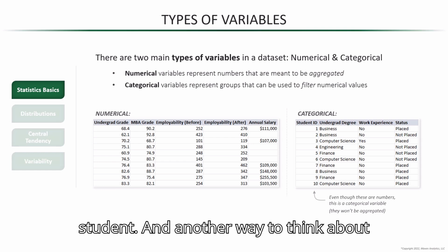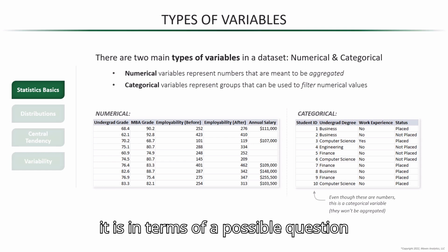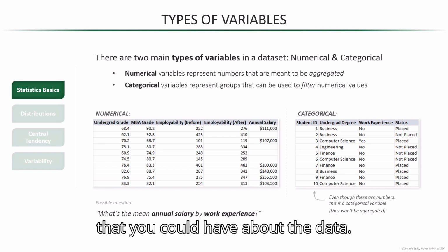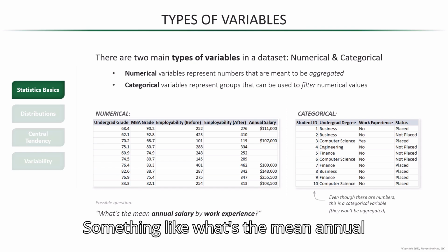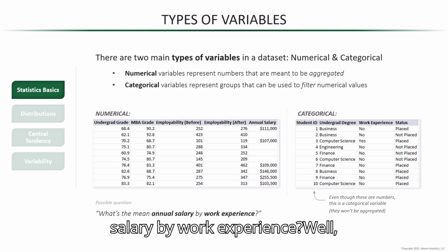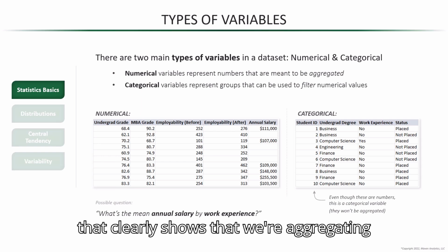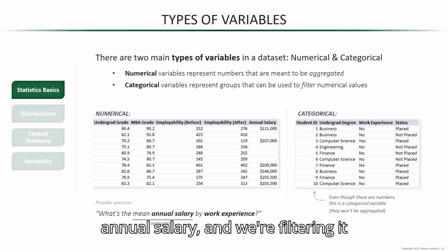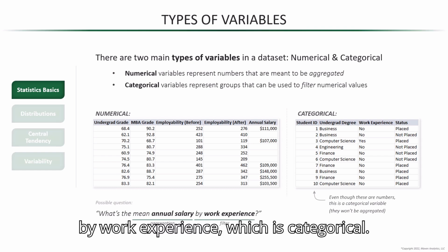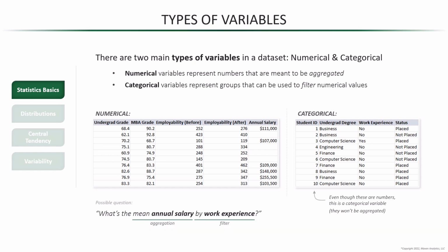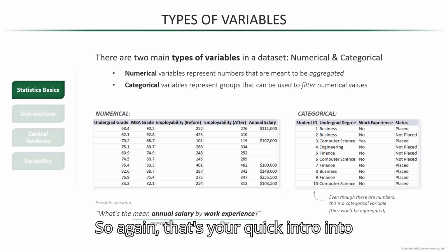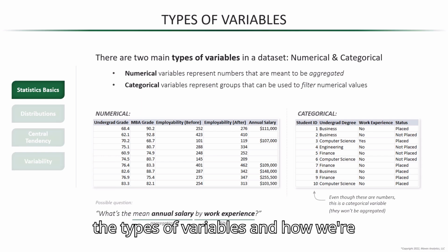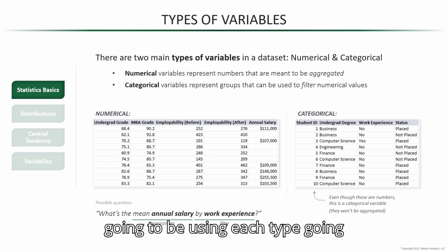And another way to think about it is in terms of a possible question that you could have about the data. Something like, what's the mean annual salary by work experience? Well, that clearly shows that we're aggregating the numerical variable, which is the annual salary, and we're filtering it by work experience, which is categorical. So again, that's your quick intro into the types of variables and how we're going to be using each type going forward.